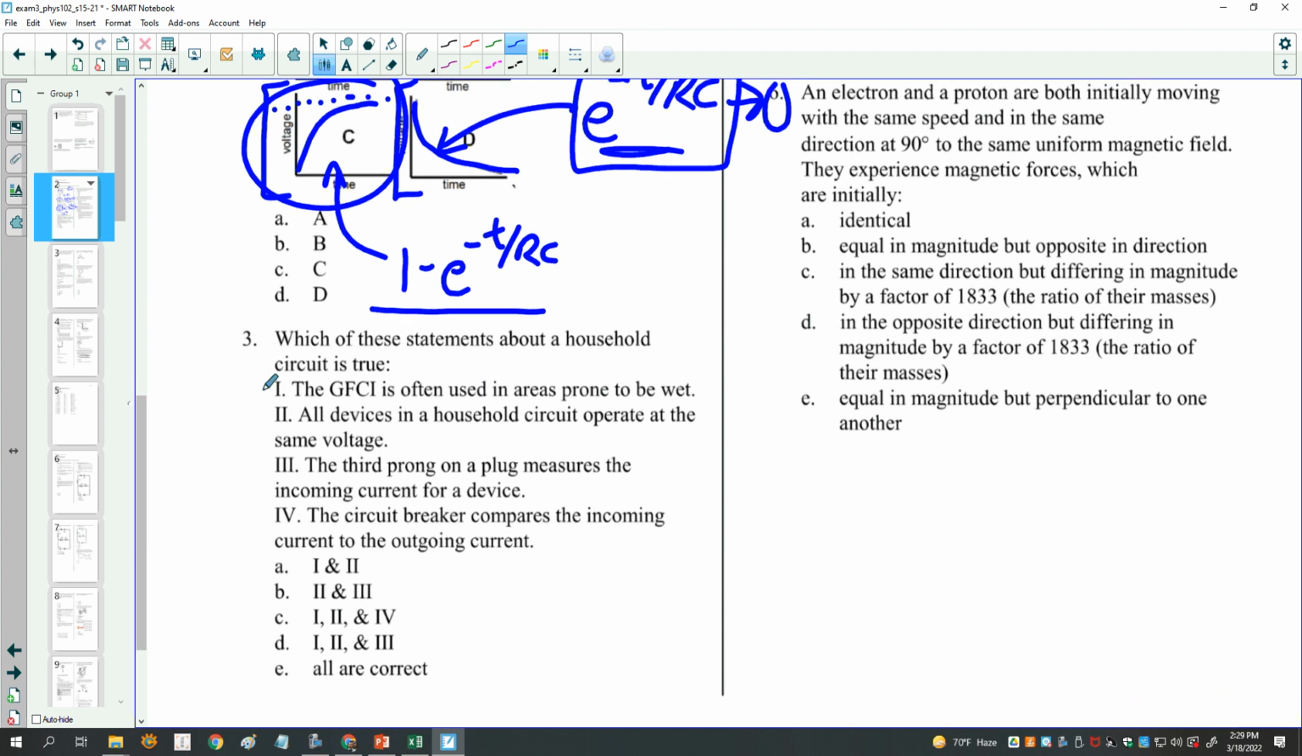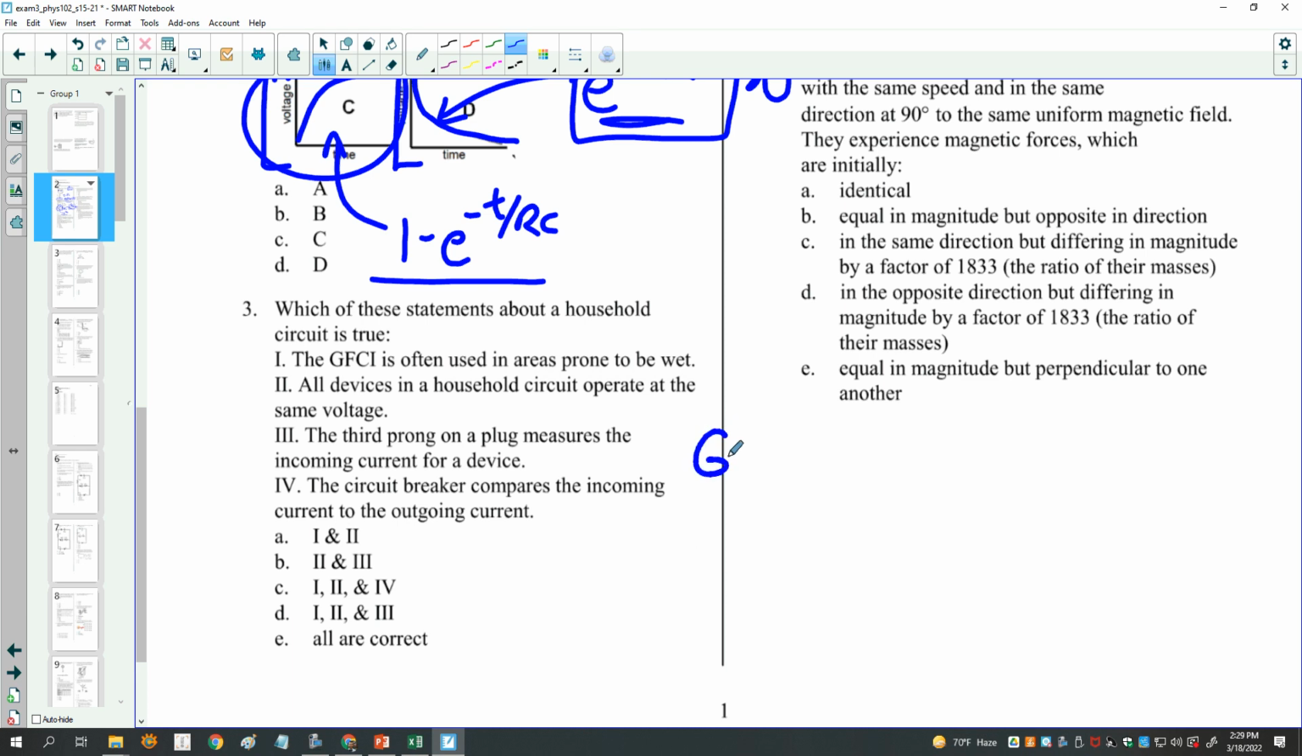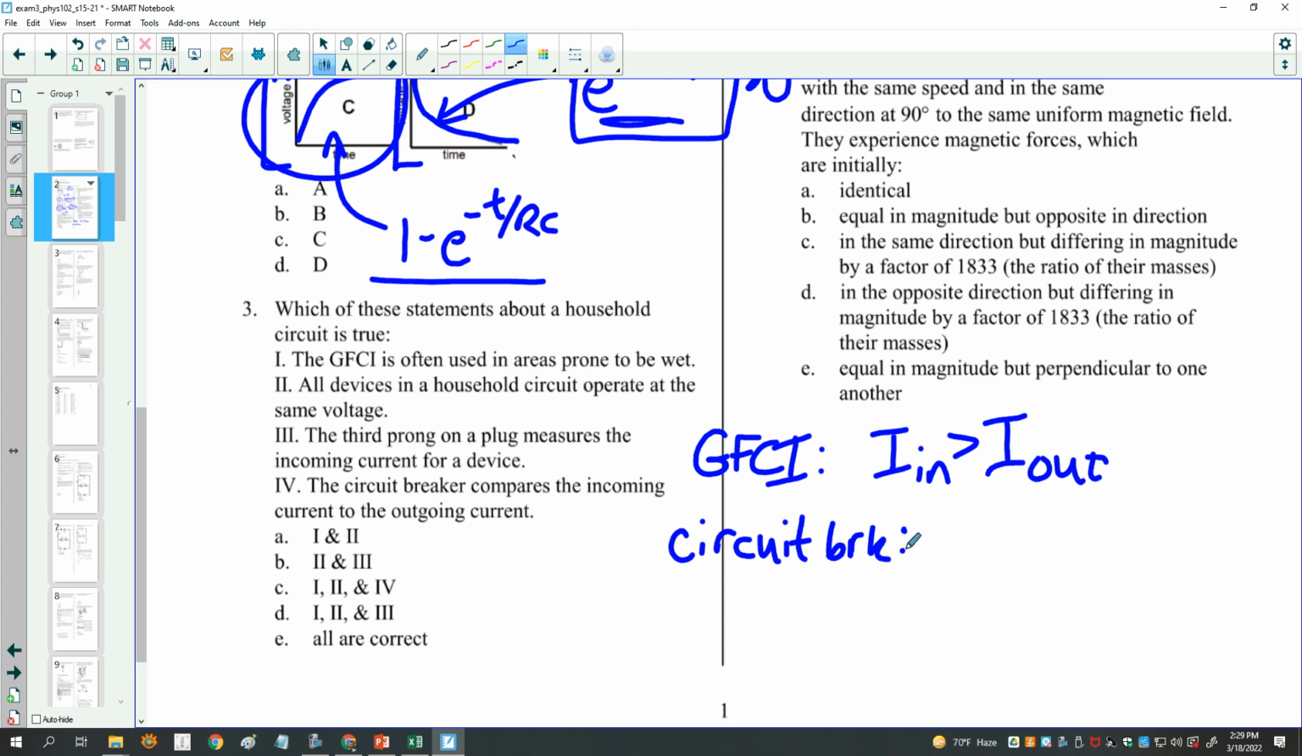Make sure you know about household circuits, and know all the different things. So we have the GFCI. The GFCI looks for incoming current and outgoing current, and if ever I in is bigger than I out, it will turn off. This is similar to, but different from, circuit breakers. A circuit breaker is looking for the total current to exceed some maximum allowed current. For example, this might be 15 or 20 amps, which is common in household circuits. If you look on your circuit breaker, sometimes the number is printed on the switch that shows the maximum current allowed for that switch. So your circuit breaker turns off if that current exceeds some maximum value.